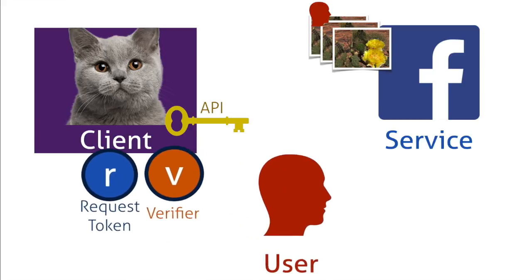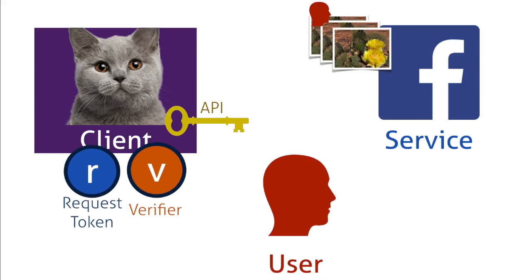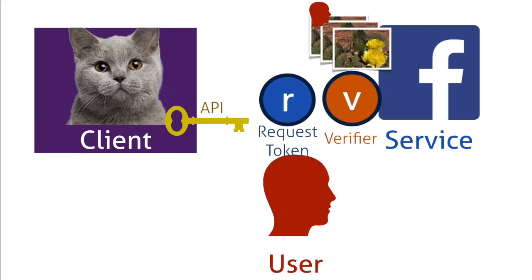The user can then pass this back to the client, and note that the step of passing back and forth the request token and verifier typically happens automatically behind the scenes, so the user would only see dialog boxes asking if it's okay for cat_adder to see their photos. The client then gives the request token and verifier back to the service as proof that the user said it was okay for them to get their photos.